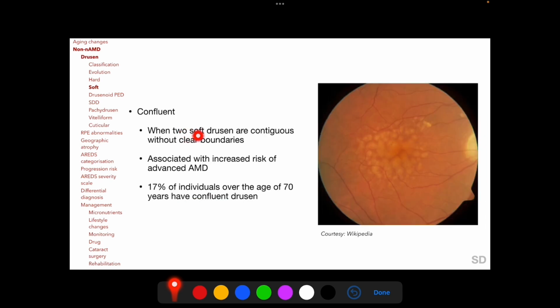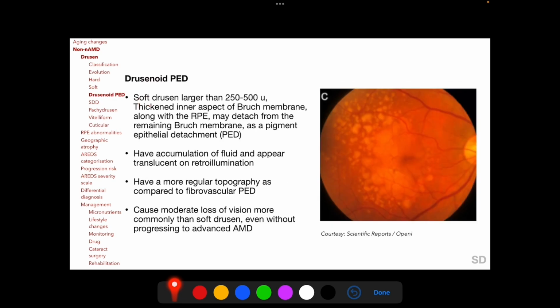When two soft Drusens become contiguous with each other without a clear boundary between them, they are called confluent Drusen, as seen here in this clinical photograph, and they are also associated with an increased risk of advanced AMD. Soft Drusens larger than 250 to 500 microns are called drusenoid pigment epithelial detachments. They may have accumulation of fluid and thus appear translucent on retroillumination.